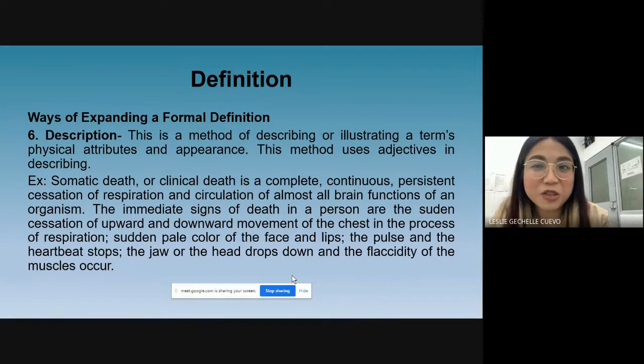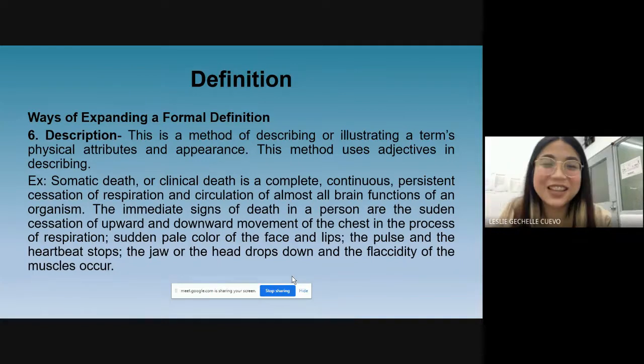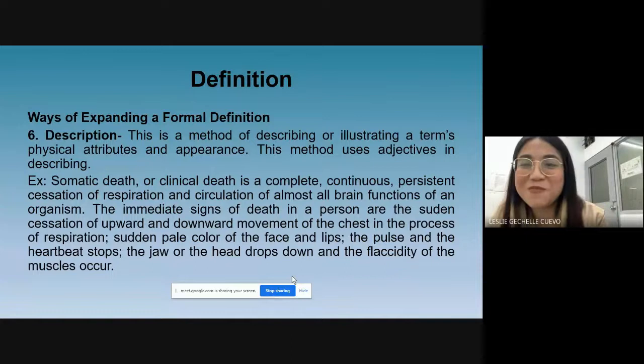The immediate signs of death in a person are the sudden cessation, wrong spelling pa, sudden, double D, sudden cessation of upward and downward movement of the chest in the process of respiration. Inexplain niya pa kung ano ba yung immediate signs of death in a person. Diba? Sudden pale color of the face and lips, the pulse and the heartbeat stops, the jaw or the head drops down, and the flaccidity of the muscles occur. So yun yung mga description niya.